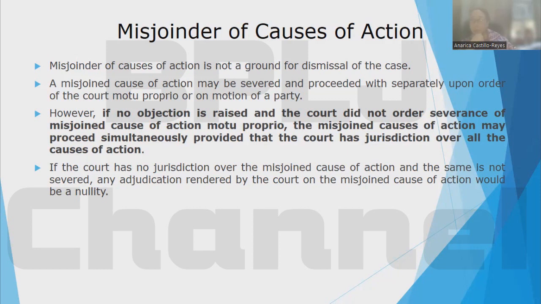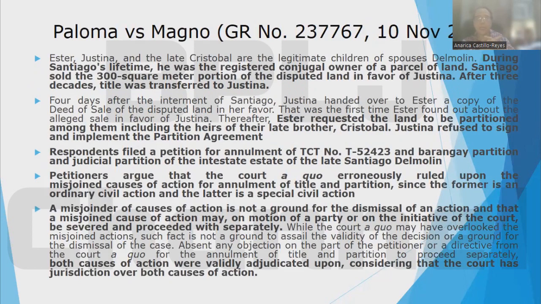If the court has no jurisdiction over the misjoined cause of action and the same is not severed, any adjudication would be a nullity. Remember that any judgment rendered by a court without jurisdiction is null and void. We have the case of Paloma versus Magno.